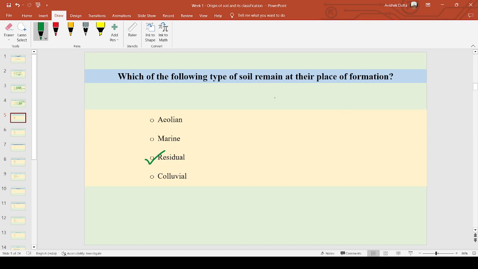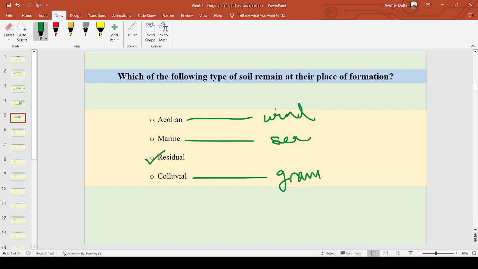Now, the others, you know, what are the agents of transportation? What is the agent of transportation for aeolian soil? Wind, right? What is the transportation agent for marine soil? Sea water. Residual soil remains at their place of formation, and I have mentioned already colluvial soil is gravity. Okay, so residual soil remain at their place of formation.